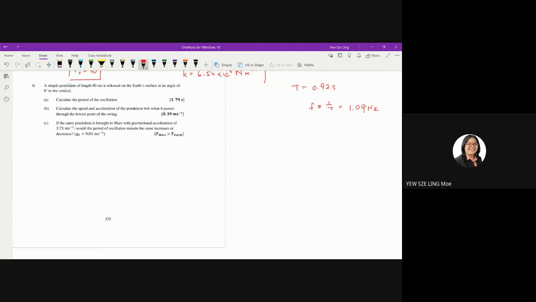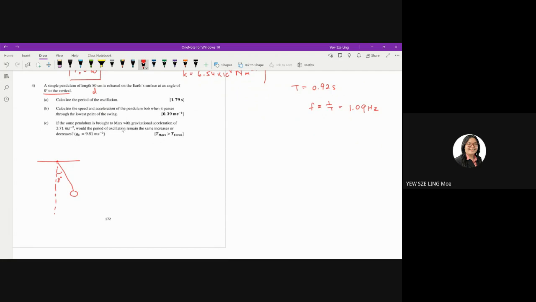Question 4. A simple pendulum of length 80 cm is released on the earth surface at an angle of 8 degrees to vertical. So again, you have a hanging object. This is a vertical line, and this is the object with an angle of 8 degrees from vertical. Calculate the period of oscillations.